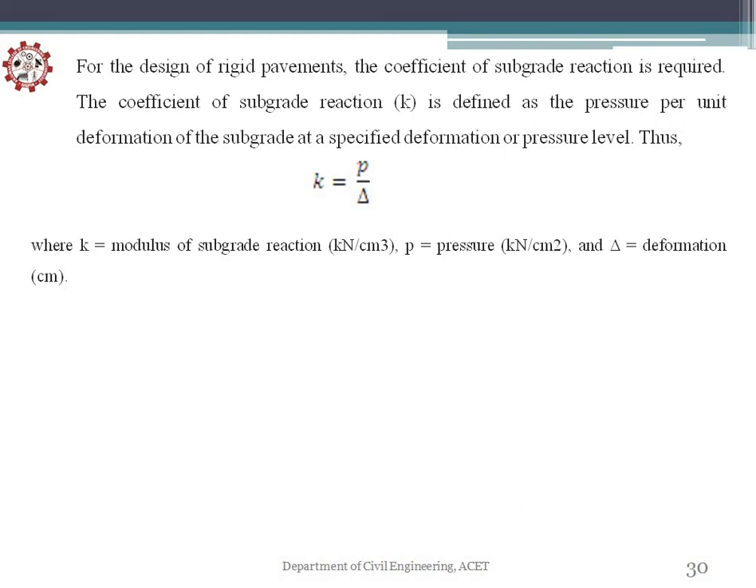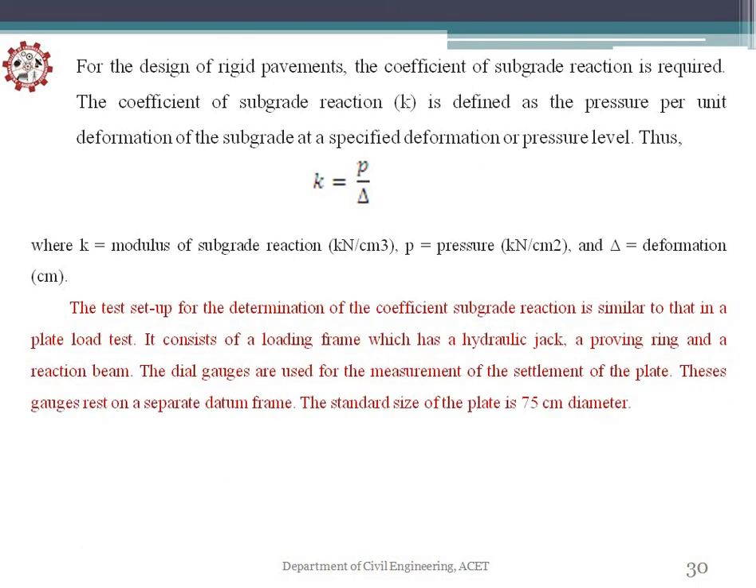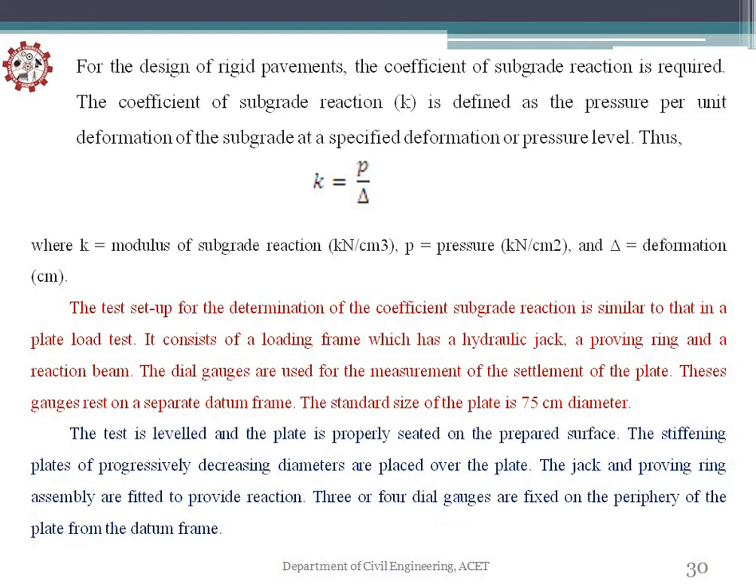P is the pressure and delta is the deformation. So the setup is taken. We have already done this plate load test in GT and your construction management, so you know what type of loading or setup is there. The minimum dimension is 30 centimeter and the maximum dimension is 75 centimeter. Whatever is suitable, you can take that.